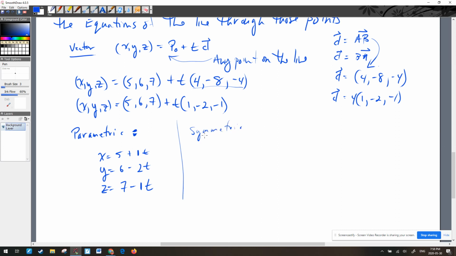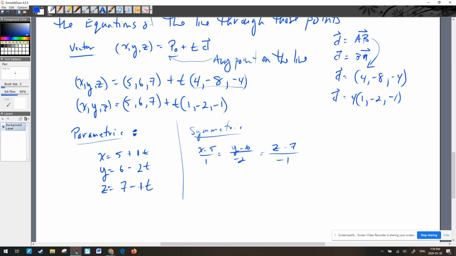Okay, so symmetric form, to go from parametric to symmetric, we just solve for the t. So we're going to have x minus 5, and I'll put it over 1, is equal to y minus 6 over negative 2 is equal to z minus 7 over negative 1. And so there it is in the symmetric form. And as we suggested before, we can't actually get a Cartesian form of a line in R3. It doesn't work. Okay, so let's try another one.